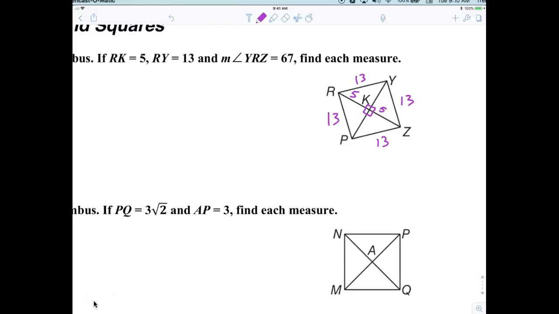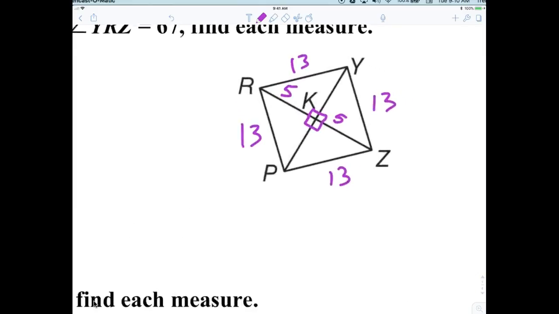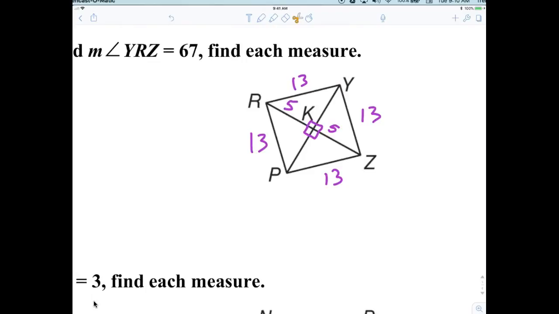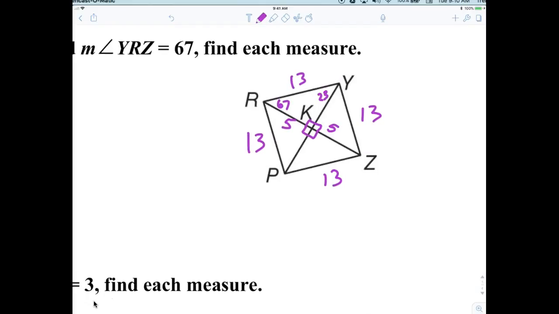So now it says YRZ. I'm going to find YRZ, which is 67. So again, keep in mind, if that's 67, then this over here must be 23. You agree with that? Now, this is the thing that I try to teach kids, because when you take the exam, does everybody agree there's no way to remember all the rules? It's just not going to happen. So I always try to show you how to figure things out.